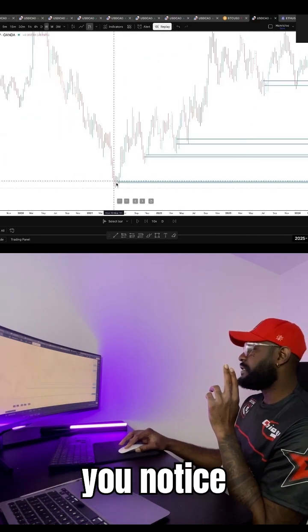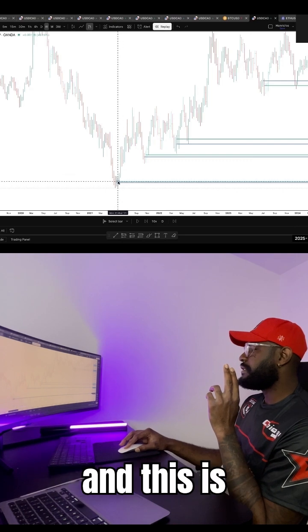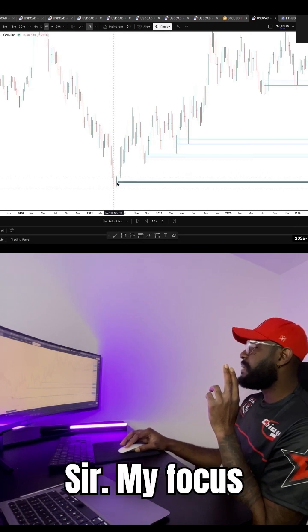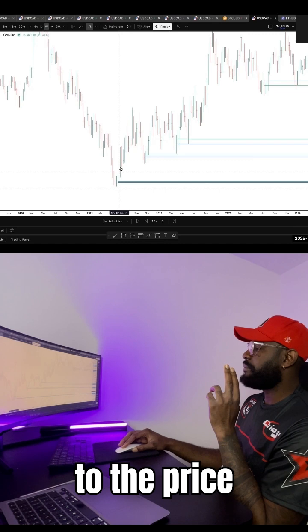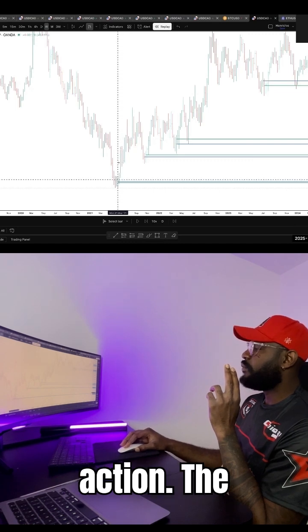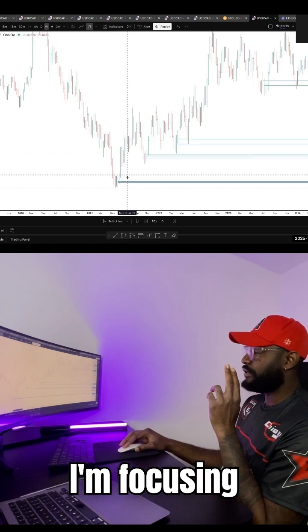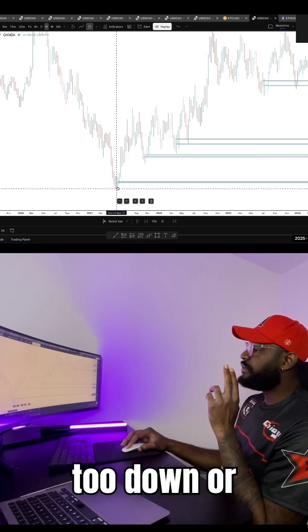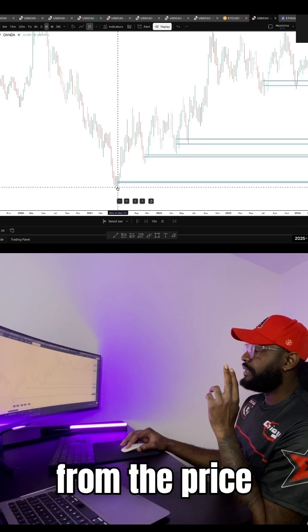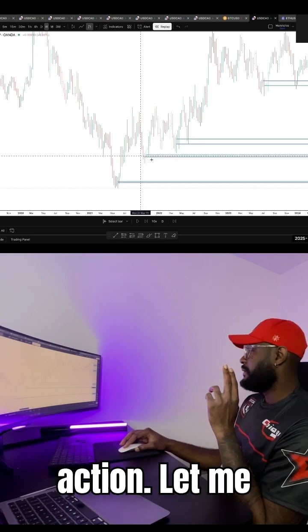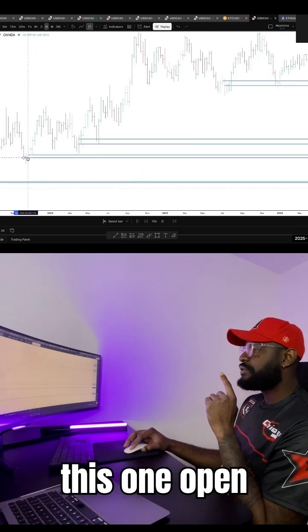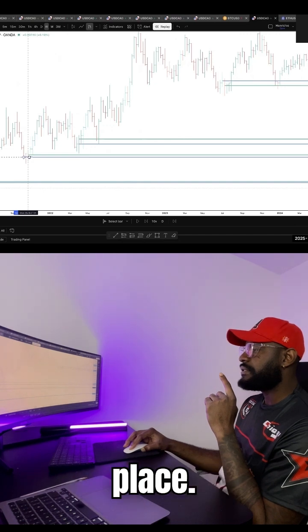Now, can you notice this is the open, the blue, and this is the close, right? Yes, sir. My focus is on the one that is closer to the price action, the one that price can easily mitigate, tap. That's the one I'm focusing on. Not the one that is too far down or too far away from the price action. Let me use this as an example. So this one, the open and the close are literally at the same place.